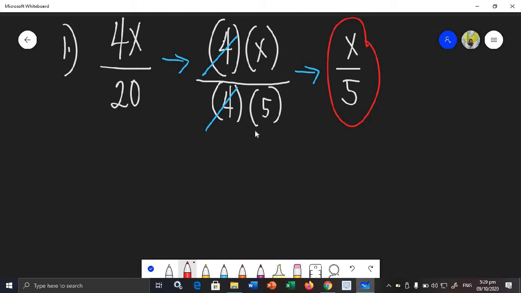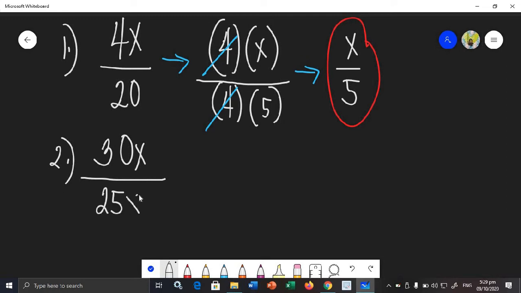Okay? So, para lang ding fractions, nadagdagan lang dito na variables. Let's say we have naman example number 2. Monomials pa din. Later on na tayo mag-move forward dun sa may mga binomials. Let's say we have 30x over 25x squared.